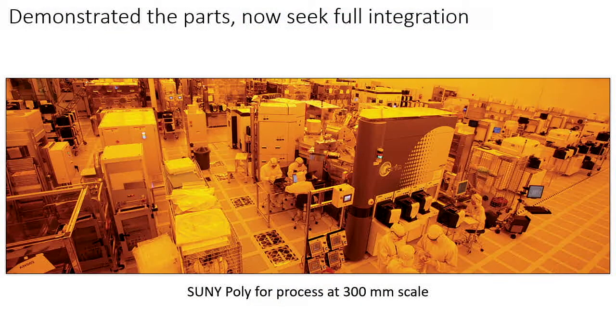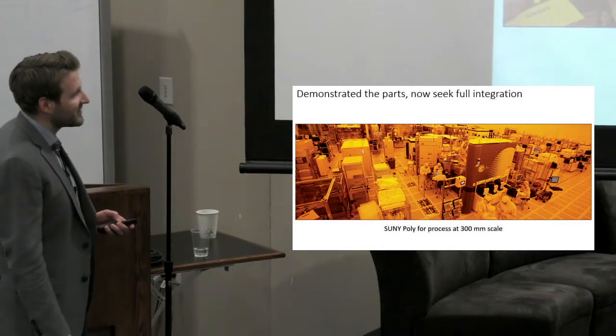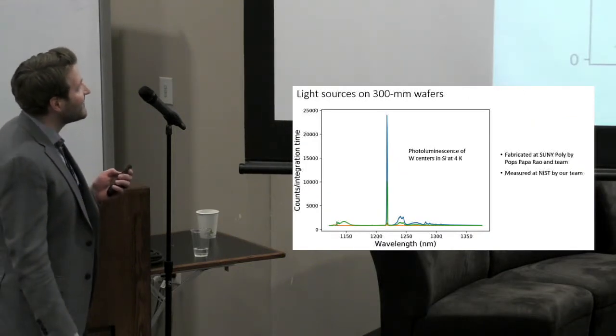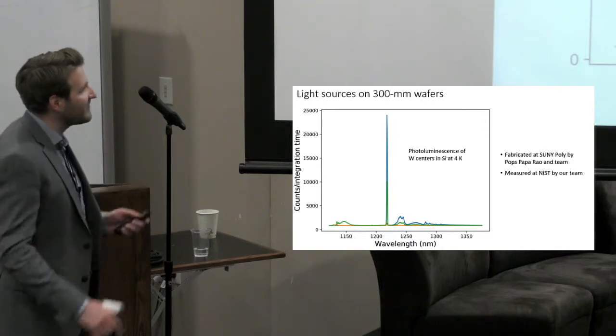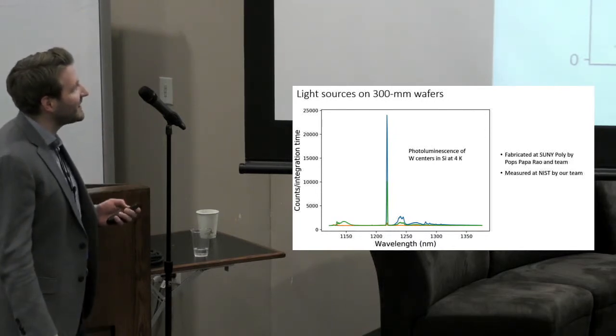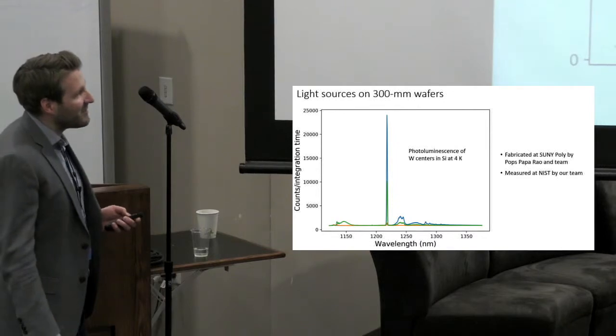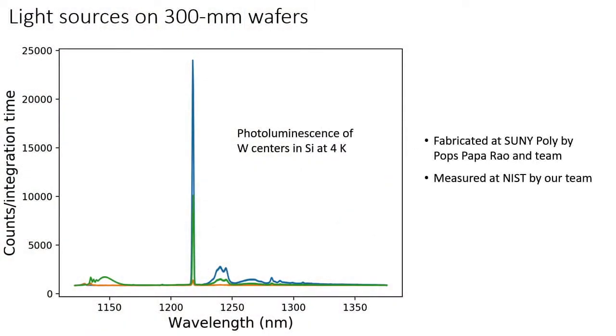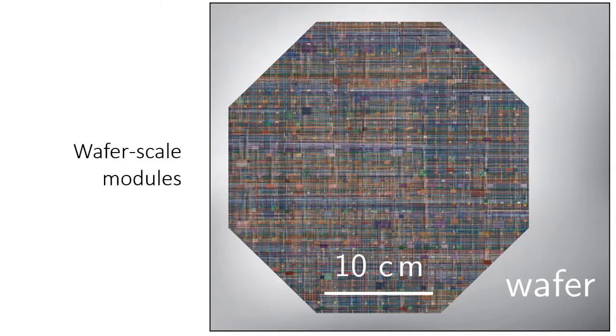So we've demonstrated a lot of the different parts at NIST. I showed you some of our data. But now we're seeking this full system level integration, your light sources, your Josephson junctions, your passive waveguides. So we're very excited to be working with SUNY Poly to develop this process at the 300 millimeter scale. So far, we have demonstrated these light sources on 300 millimeter wafers. So here's photoluminescence of those point defects I talked about, fabricated here at SUNY Poly by Papa Rao and his team, and measured at NIST by our team. So we have the light sources at the 300 millimeter scale. We need to make them electrically integrated, integrate them with superconducting detectors and other things, but this is encouraging to see.